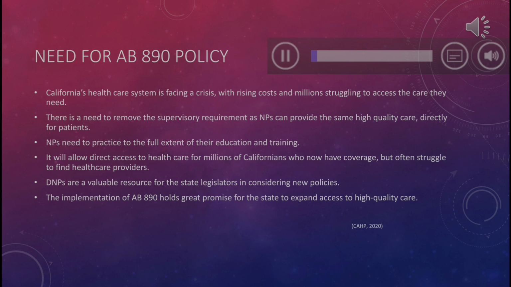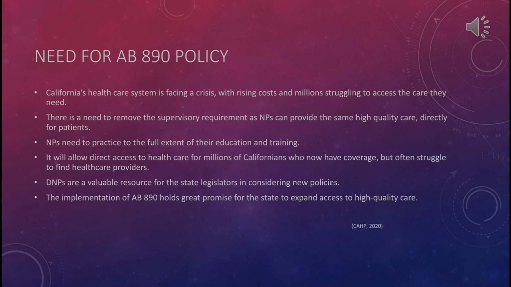Although social media use has increased very rapidly, especially in California, the full practice authority has been very delayed or behind compared to other states within the U.S. And I want to just briefly talk about the need for AB 890 policy, as that's the newest policy for the nurse practitioners in California.